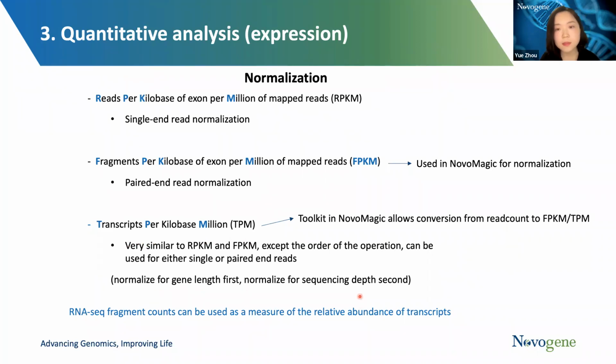Okay, so I know that you might be familiar with one or all of them, but if you just want to, let's say, use TPM for your analysis, we do have a toolkit, a function in NovoMagic, that allows for the conversion from read counts to FPKM or TPM. And then after getting the expression values of different transcripts, we could move further to the correlation analysis.